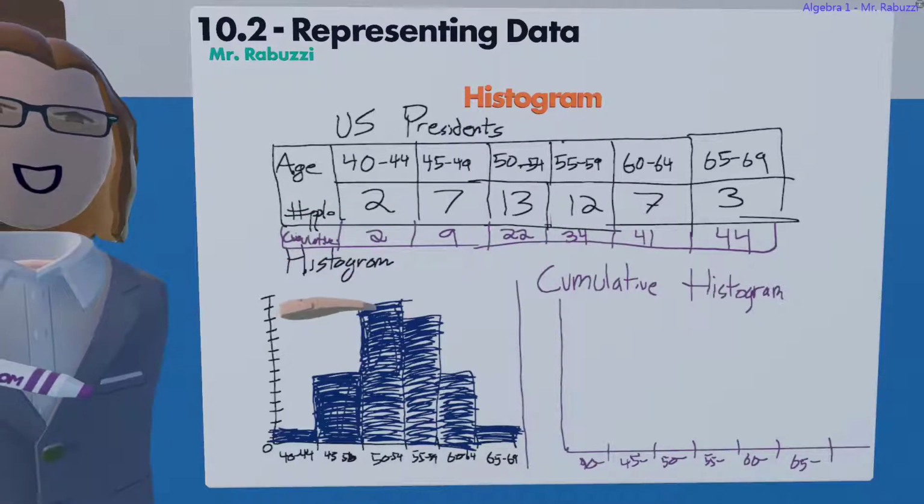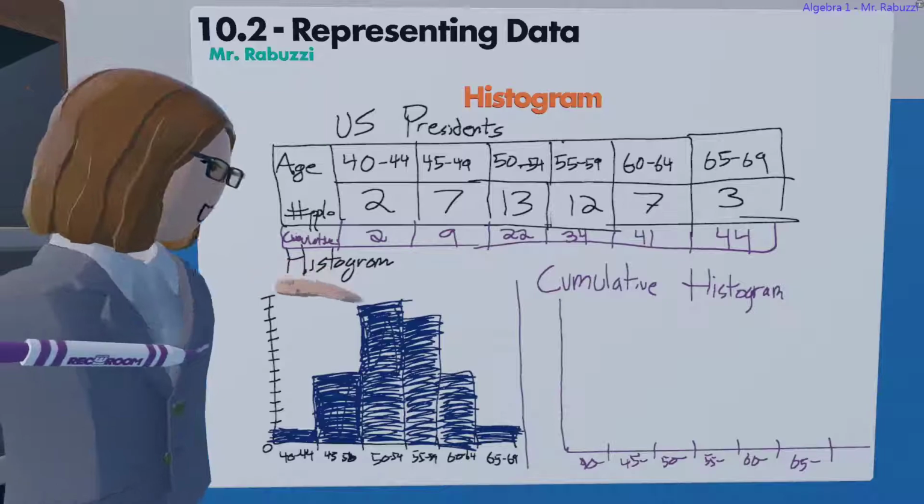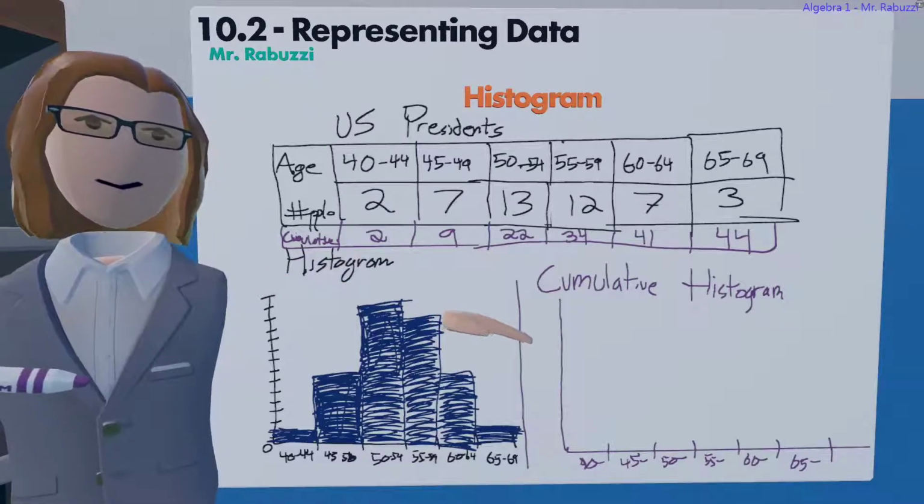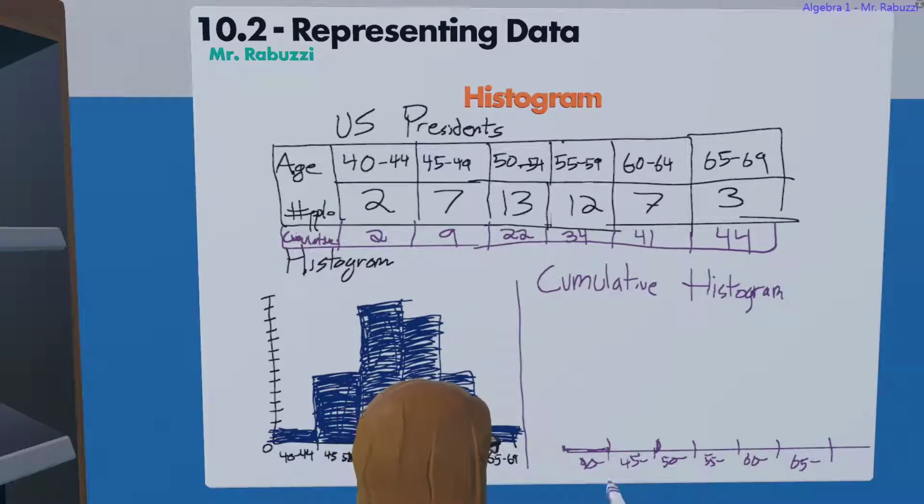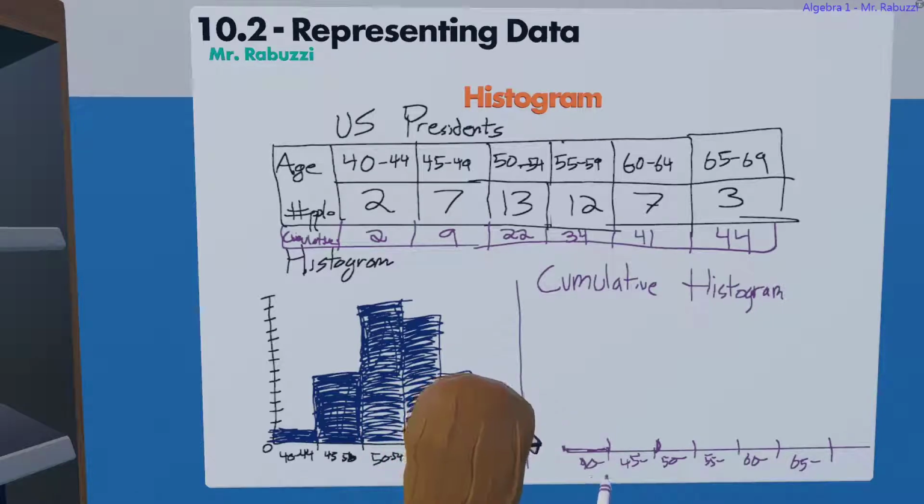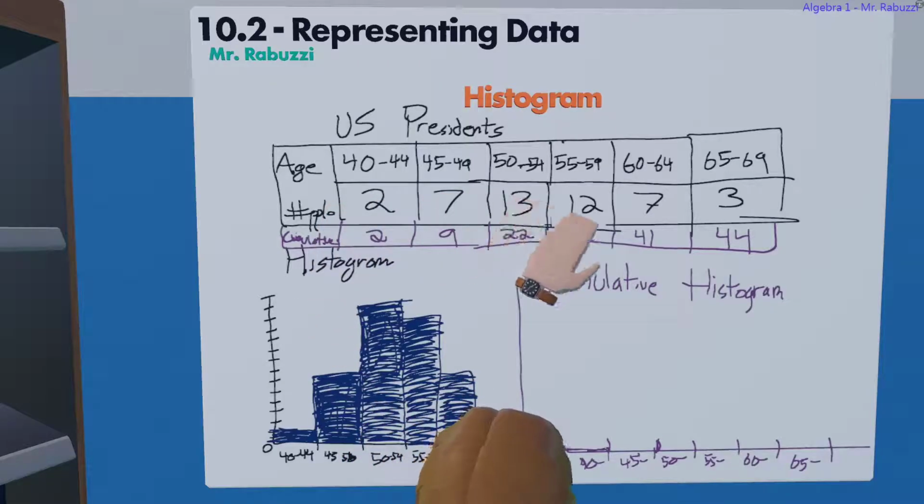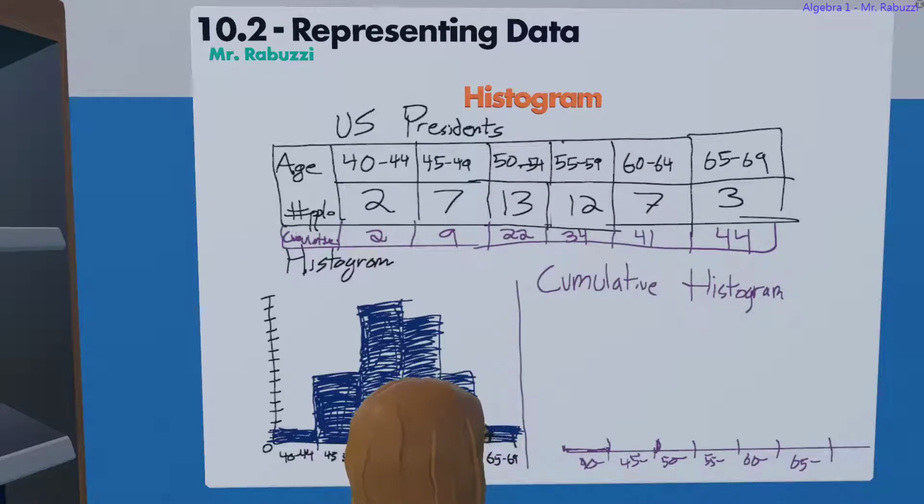The purple line that I drew in purple this time is the cumulative values, and those go on the cumulative histogram. Okay, so you have your bottom axis, and we put the categories in there, right? This is the 40 to 44, 45 to 49, 50 to 54, 55 to 59, right? The same categories from this data and from this chart, this histogram on the left.